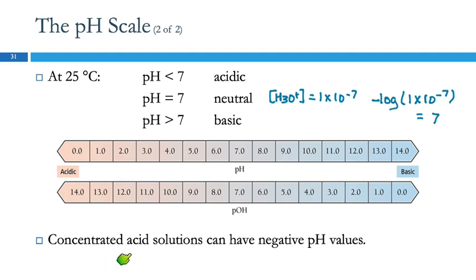And then there's this little statement down here. Concentrated acid solutions can have negative pH values. So concentrated, I think it's sulfuric acid, is 18 molar. And so if we say, okay, what if the hydronium ion concentration is 18 moles per liter? The pH is negative log of 18, which is negative 1.255.